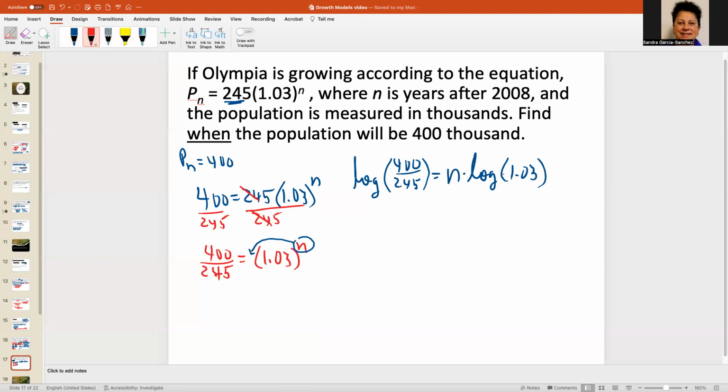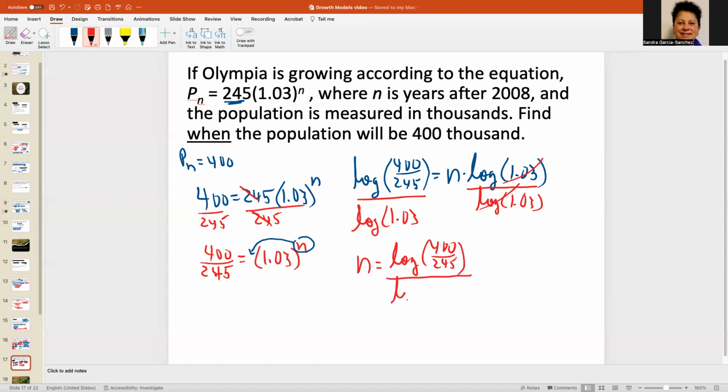And now what we're going to do is divide both sides by log of 1.03 because this is a multiplication here, so we can do it, and this one cancels this one. So n is log of 400 divided by 245. Be sure to use parentheses in your calculator. Divided by log of 1.03, and that is going to give me approximately 16.6 years.